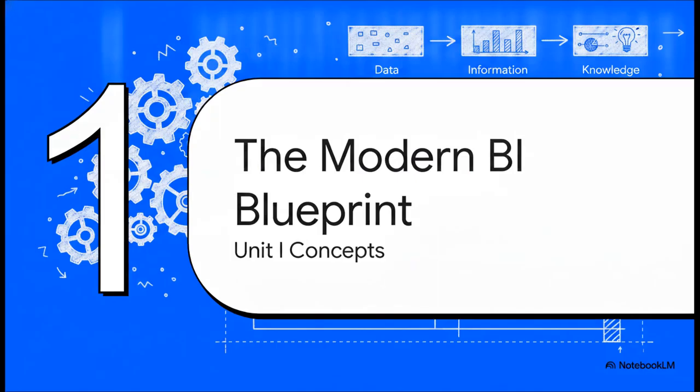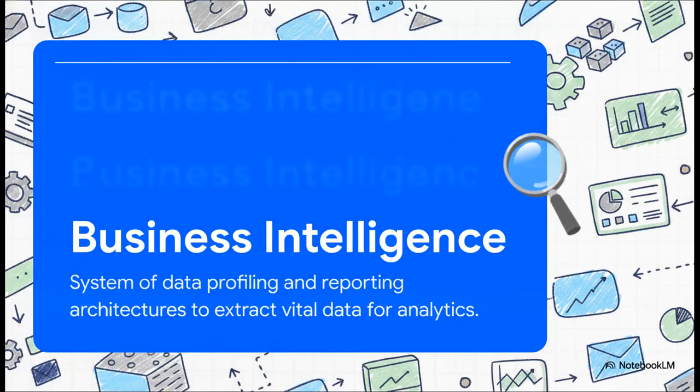Starting off with milestone number 1, the modern BI blueprint. Before we build anything, we need to reframe how we think about this topic. Business intelligence isn't just some piece of software you install and forget about. It's an entire architecture. It's the whole comprehensive system of data quality, profiling, and reporting methods used to extract vital business data. It's literally the underlying infrastructure that takes raw, meaningless numbers and turns them into actionable models that leaders use to make high-stakes decisions.